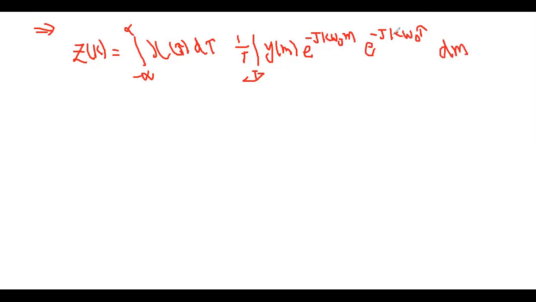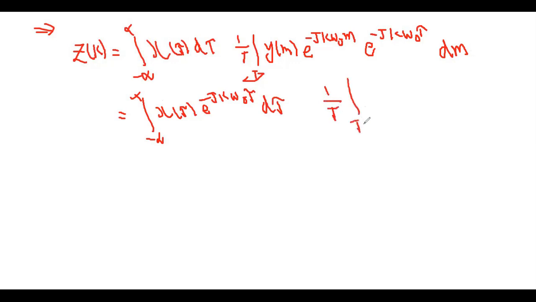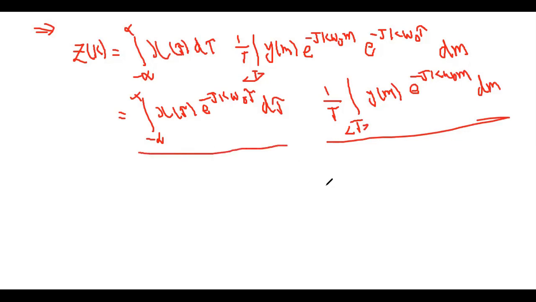Got it? Here the tau term is there. You can bring this into the integral from minus infinity to infinity of x of tau e power minus j k omega naught tau d tau. And the 1 by T here, another integral 1 by T, the integral over T, y of m into e power minus j k omega naught m into dm. See, observe this: the two integrals are both the same. Here the variable is tau and here the variable is m. It is the analysis equation only.